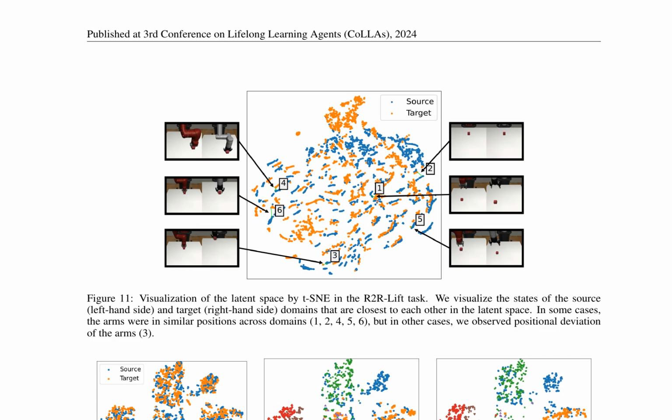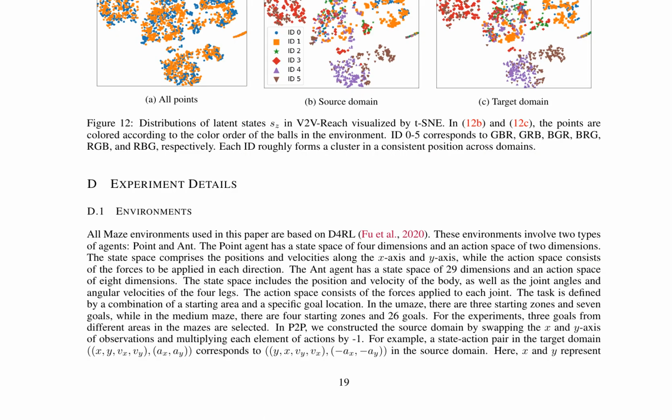Figure 11 illustrates that while some arm positions are similar across domains, others exhibit positional deviations. Additionally, the distributions of latent states in V2V reach are visualized, revealing clusters formed by each ID, corresponding to different ball colors, in consistent positions across domains. The experiment details section describes the environments used, which are based on D4RL. The point agent has a 4-dimensional state space and 2-dimensional action space, while the ant agent has a 29-dimensional state space and 8-dimensional action space.